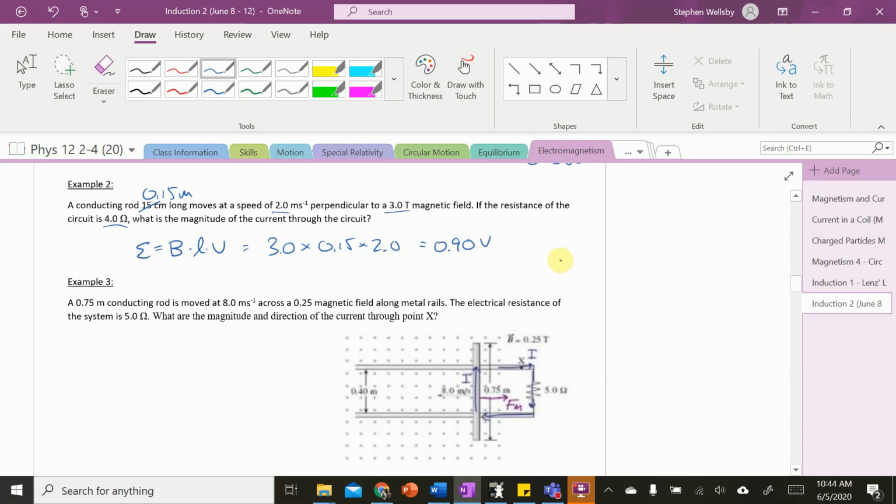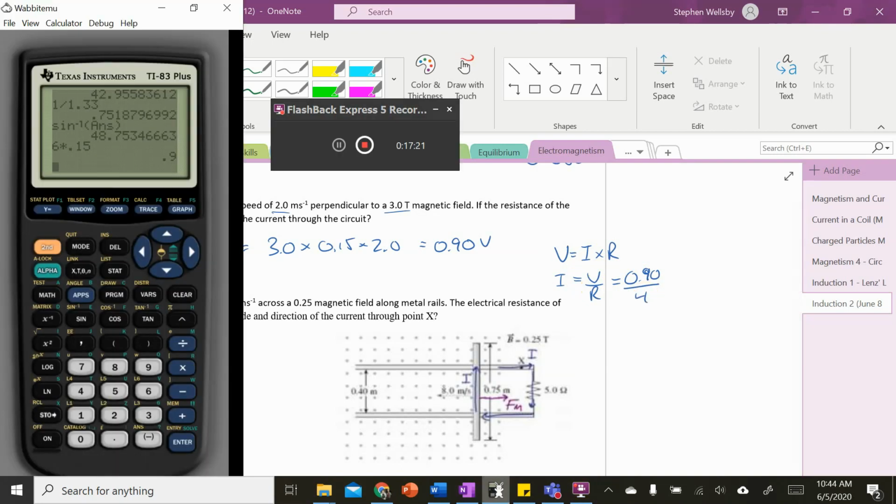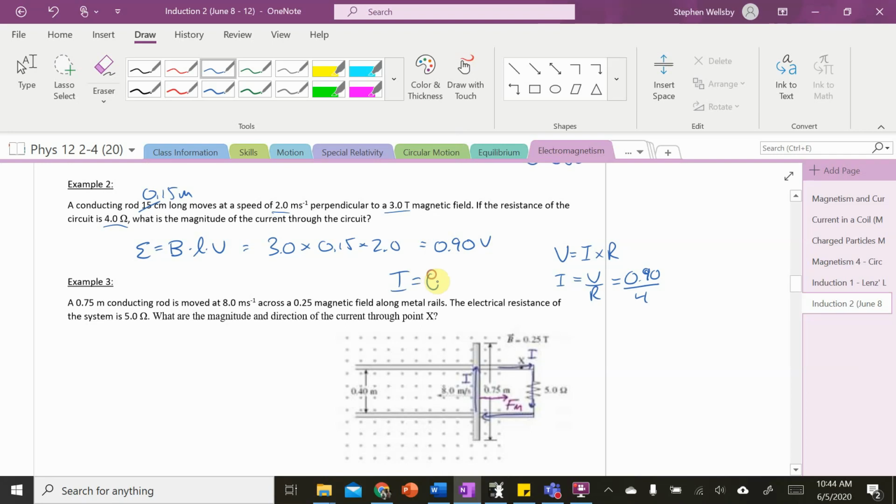And we also know that V equals I times R, going back to our grade 11 physics. And so I equals V divided by R equals 0.90 divided by 4. It's going to be 0.225. So this should be I equals 0.225 amps.